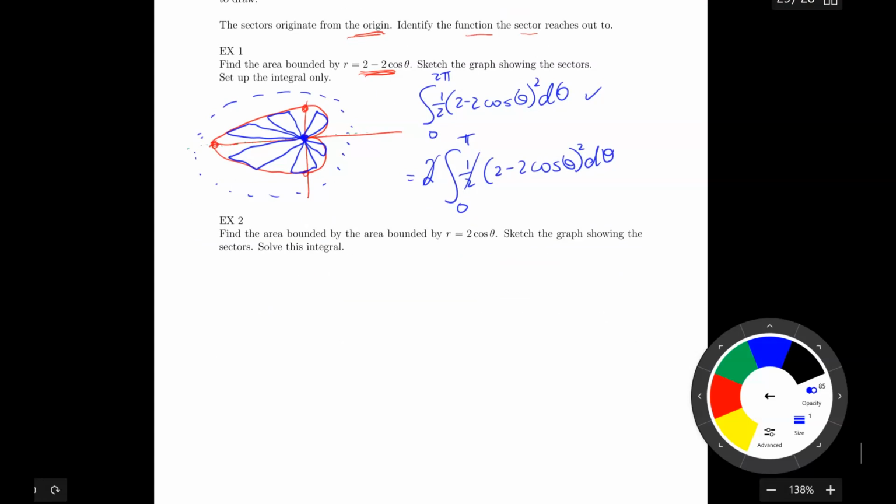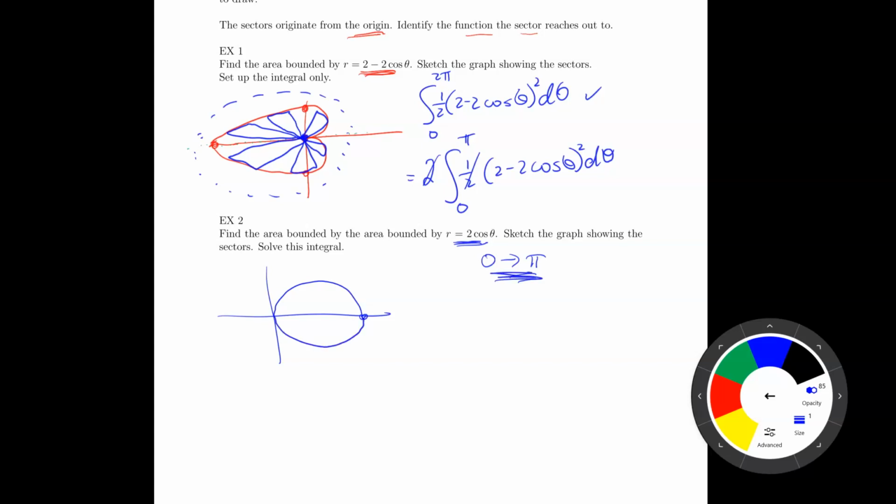Now let's look at this one. This is a circle. This is the circle that just takes 0 to pi to go around. So it's out here at 2, and then here, and then here. It's a big deal that it's just 0 to pi to go around. So to find the area bounded, the area is the integral of 1/2 r squared d theta, and it's just from 0 to pi.